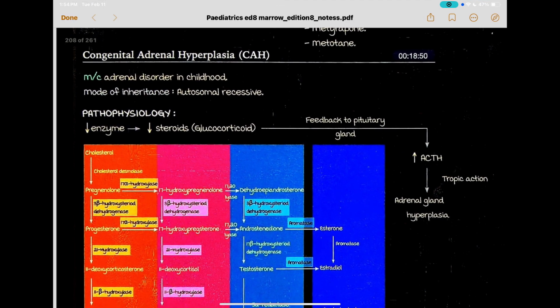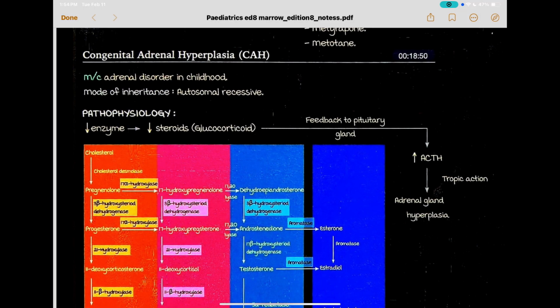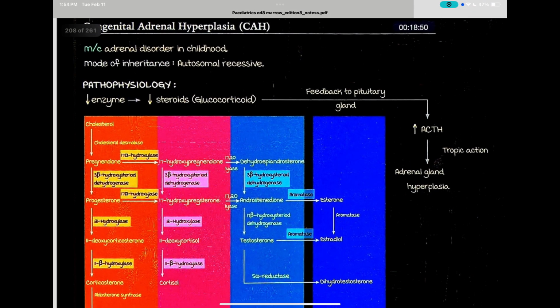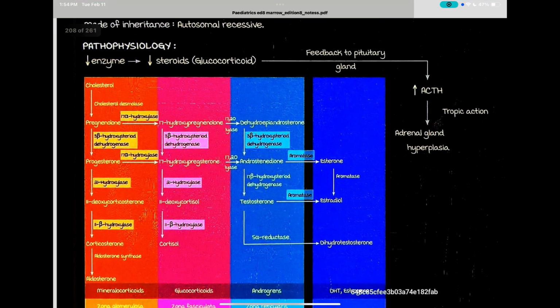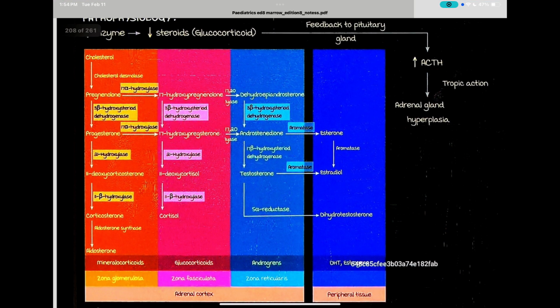Congenital adrenal hyperplasia. The most common adrenal disorder in childhood is congenital adrenal hyperplasia. Mode of inheritance: autosomal recessive. Pathophysiology: decreased enzyme, decreased steroid and glucocorticoid feedback to the pituitary gland. So increased ACTH, with trophic action causing adrenal gland hyperplasia.